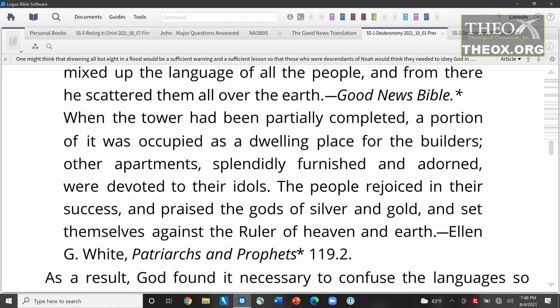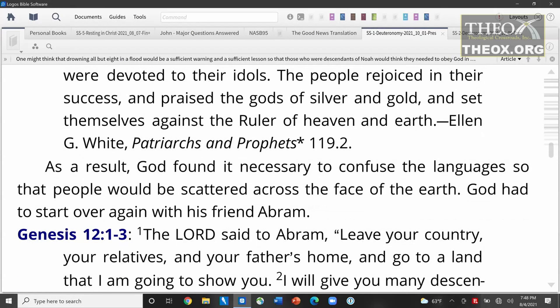When the tower had been partially completed, a portion of it was occupied as a dwelling place. This is Ellen White's words, as a dwelling place for the builders. Other apartments, splendidly furnished and adorned, were devoted to their idols. The people rejoiced in their success and praised the gods of silver and gold, and set themselves against the ruler of heaven and earth. Patriarchs and Prophets 119, paragraph 2.